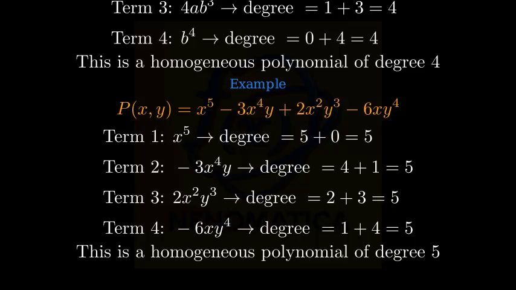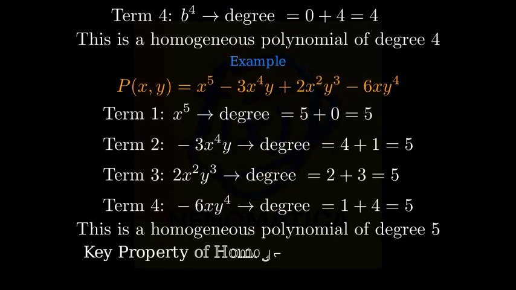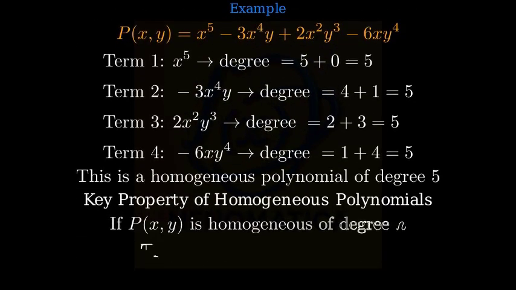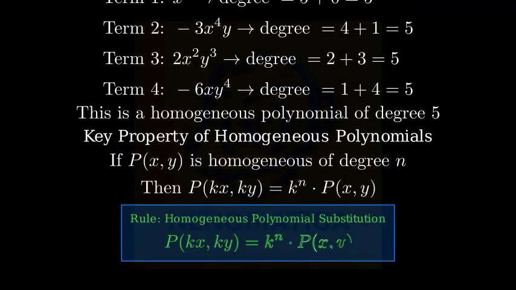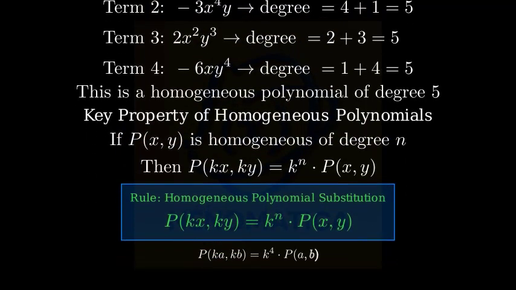Now, let's look at an important property of homogeneous polynomials. One of the key features of a degree n homogeneous polynomial is that if each of its variables is multiplied by a constant k, then the entire polynomial gets multiplied by k to the power of n. Let's apply this property to our first example. For the polynomial p of a, b, which is homogeneous of degree 4, if we replace a with k times a and b with k times b, then according to our property, we get p of ka, kb equals k to the fourth power times p of a, b.